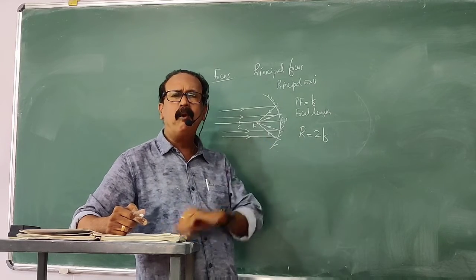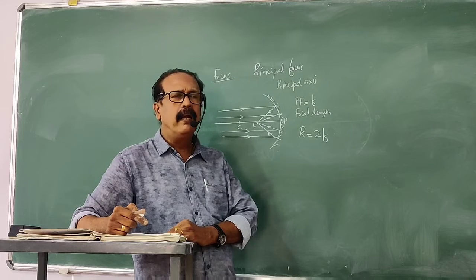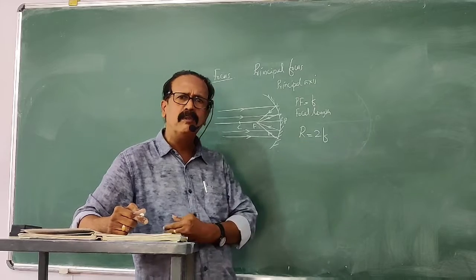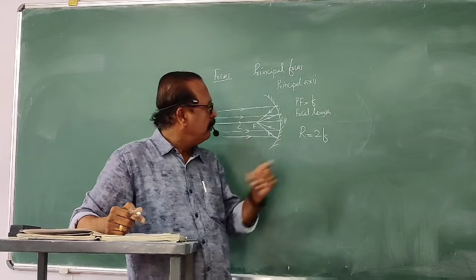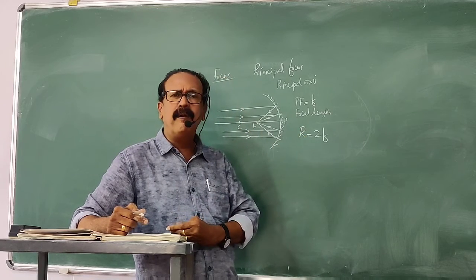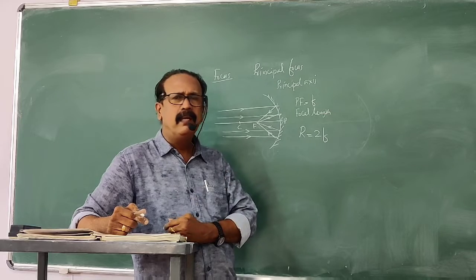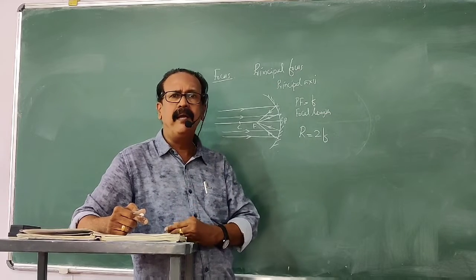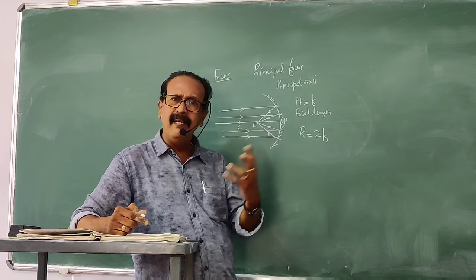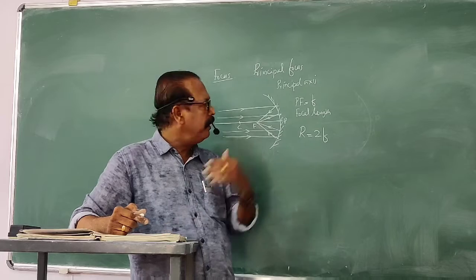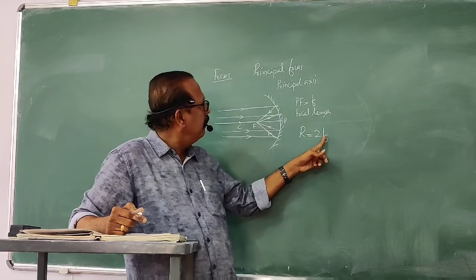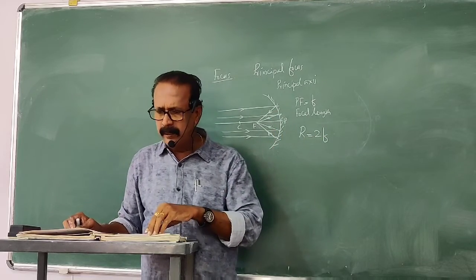So in a problem, if it is mentioned, the radius of curvature of a convex mirror, convex or concave, this is true for both, not true for a plane mirror. If the radius of curvature of a convex mirror is 40 centimeters, the focal length will be 20, half of that. If the focal length is 10, then the radius of curvature will be 20. You can use this property in problems: radius of curvature is twice the focal length. So these are the fundamental studies.